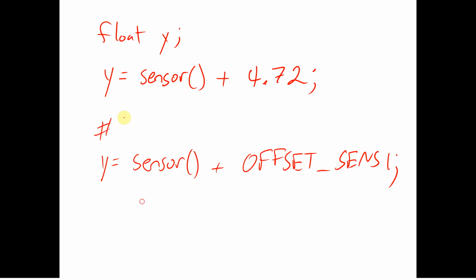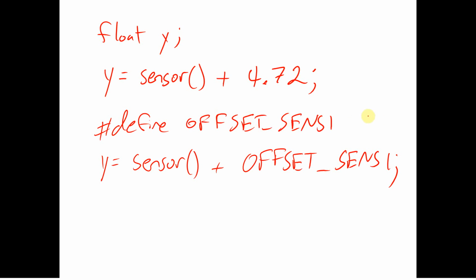And all that means is I had to do it earlier, hash define offset_sense1 4.72. The code's more obvious what the heck that value was, offset_sense1. And B, I can put at the top of the file all of those offset defines so that if there's a bunch of sensors, I can see where all my offsets are, and it's a lot easier to go through.